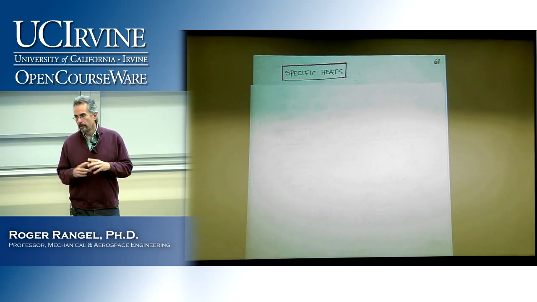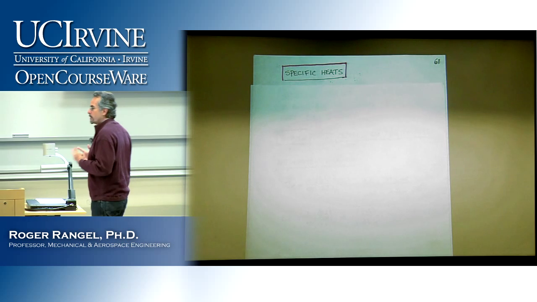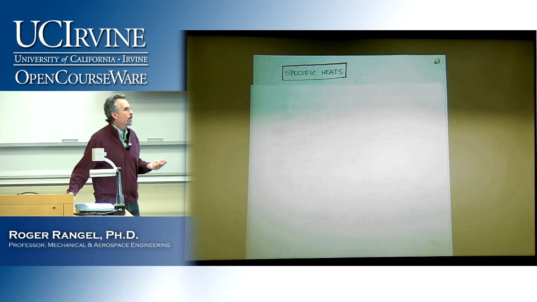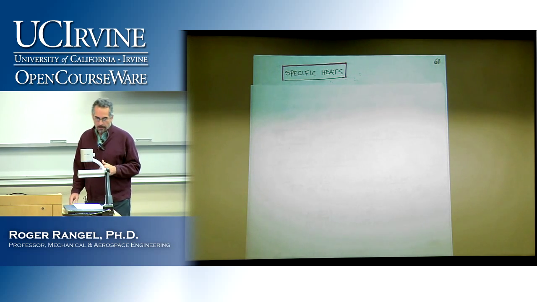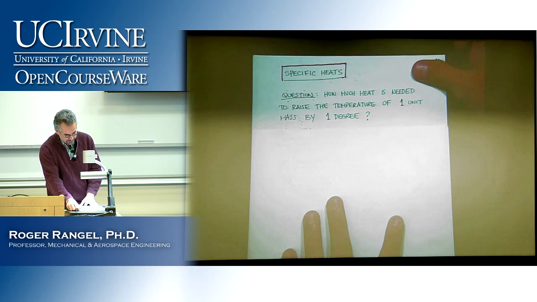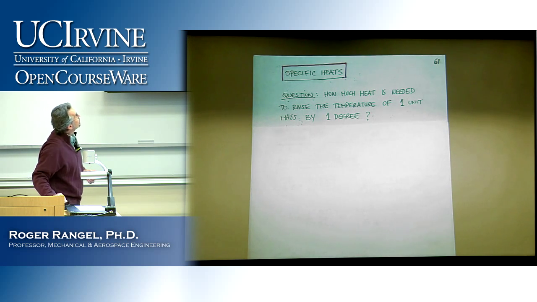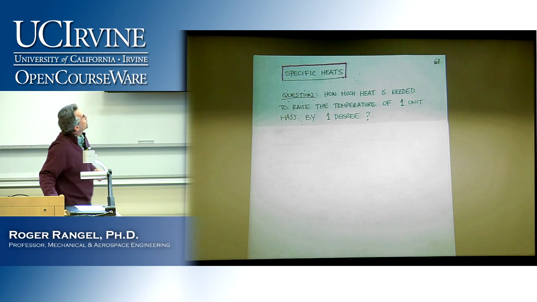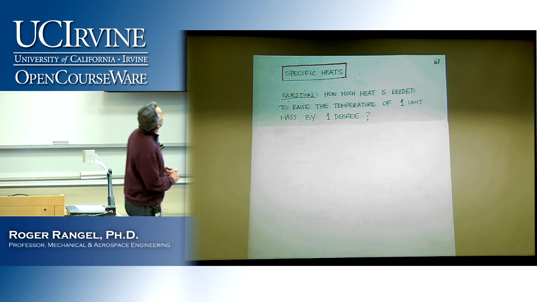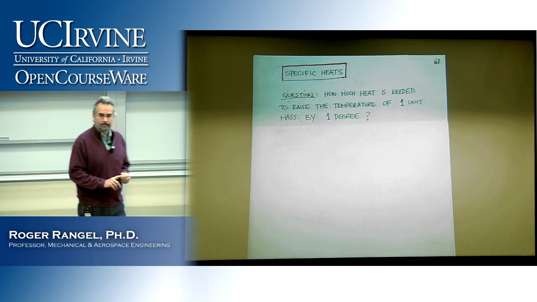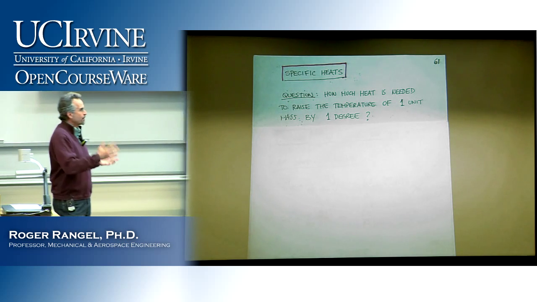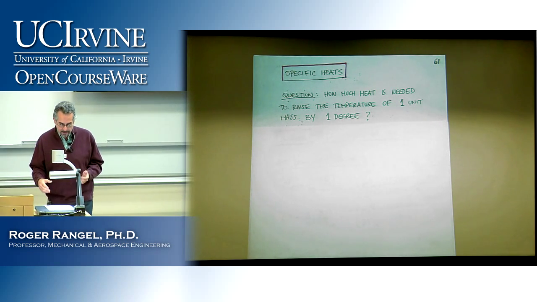1 unit. Right? So it depends on what units you're using. If your unit is kilogram, then it'll be 1 kilogram. If your unit is pound, it'll be 1 pound. But 1 unit. So the question that we can ask ourselves, based on the definition that we just gave, is this: how much heat is needed to raise the temperature of 1 unit of mass by 1 degree? Right? Because that's what you're saying is specific heat. So what's the answer to this question?